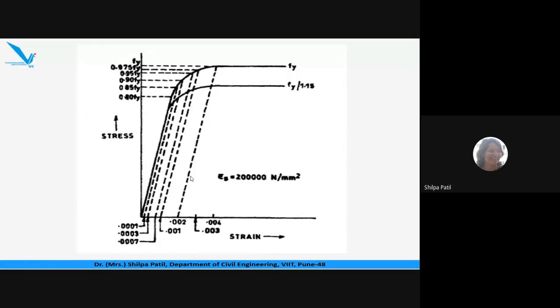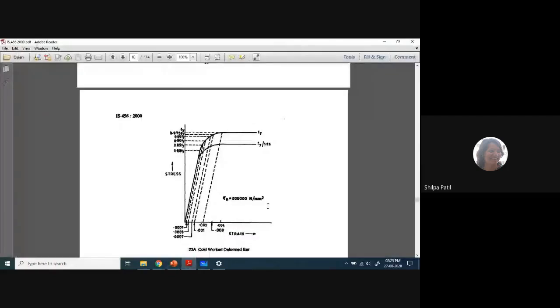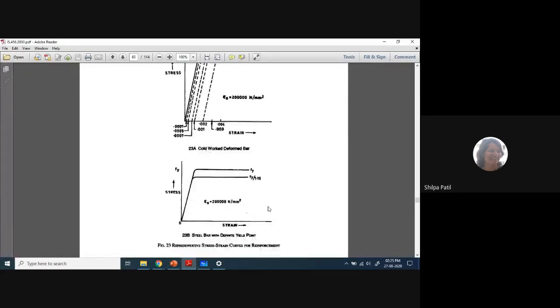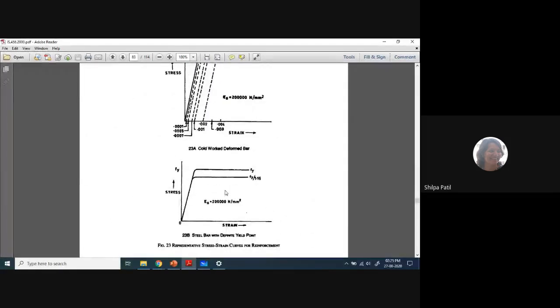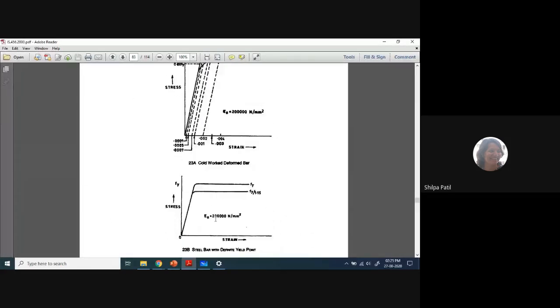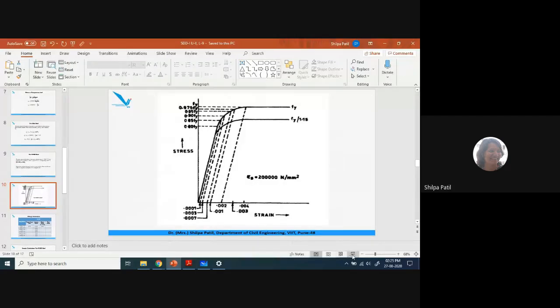Okay, I will come to this diagram in detail, or quickly I will show you the same diagram in the code also. If you have a code copy right now with you, page number 70, you can find out the stress strain curve for mild steel. This is for mild steel, and this is for HYSD bar. So the same diagram I have taken in my presentation here.